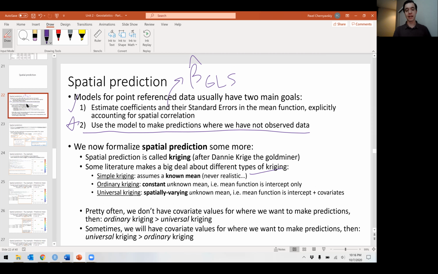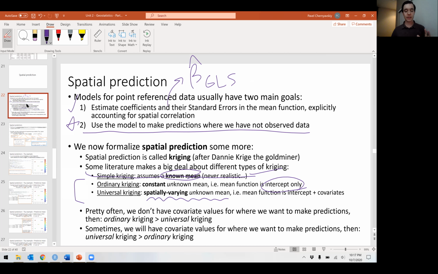It basically assumes that you have a known mean. That is just never realistic. In the statistics world, assuming that you have a known mean, I never want to do that. So simple Kriging is just not a realistic set of circumstances. So between these two, the difference is ordinary Kriging has a constant unknown mean. So we're dealing with only the intercept. And universal Kriging has a spatially varying unknown mean.